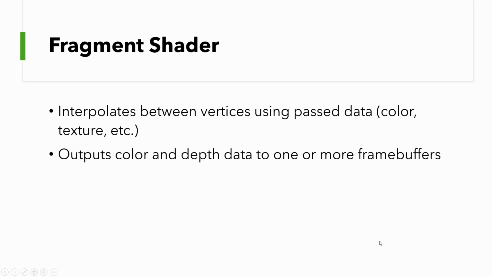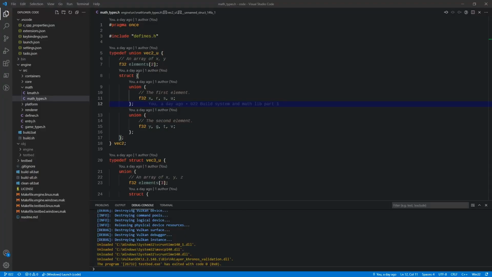So as I mentioned before, the fragment shader interpolates between vertices using passed data, so that could be things like color or texture, and then outputs color and depth data to one or more frame buffers. Okay, so with all that explanation in mind, there are a couple of things that I want to do in this video before we actually kick off the development of our pipeline. And these are just a couple of small things in terms of tooling that I want to set up now so that we don't have to worry about this in the future.